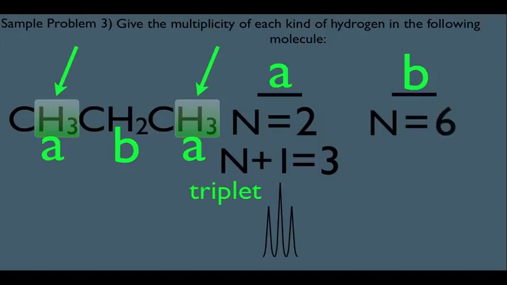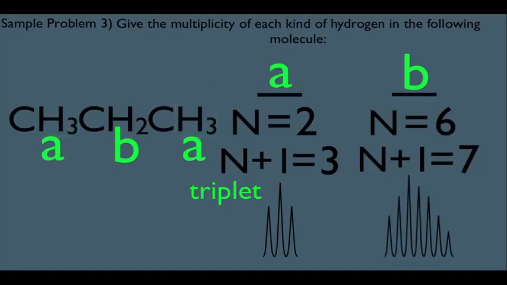So notice in this example, it's possible to have more than one neighbor. And in this particular case, we simply add up the total, which means plugging N into the N plus 1 rule here, 6 plus 1 is 7. And typically when you have that many split peaks, it's usually termed a multiplet, which just simply means a lot of splits. So now we know what to do in cases like this.